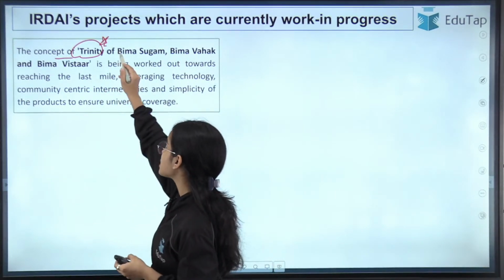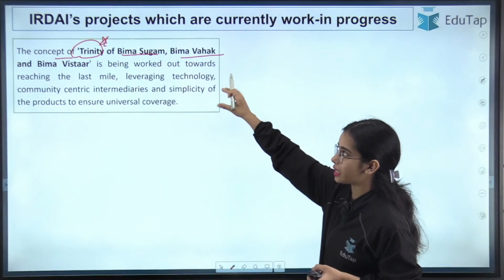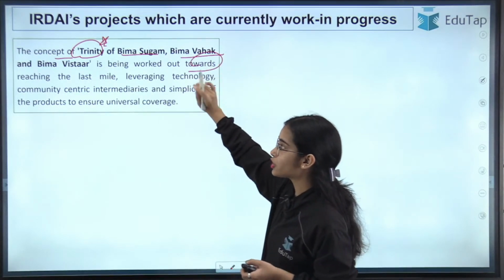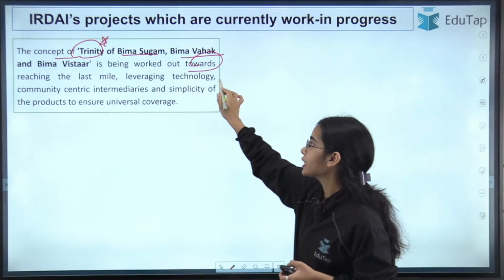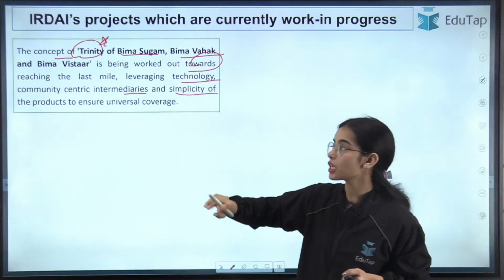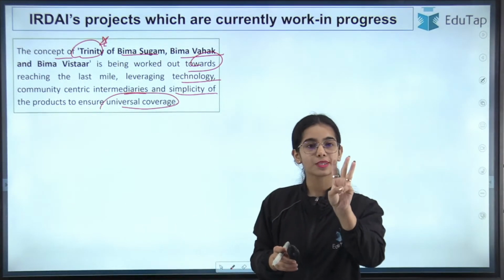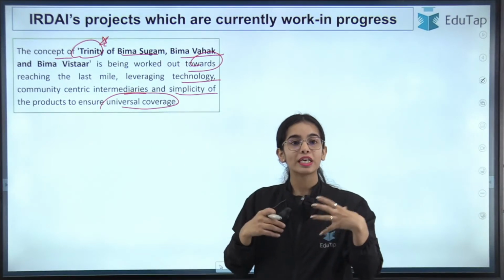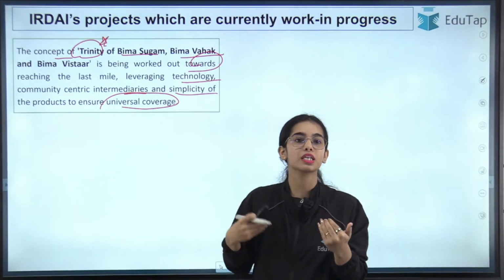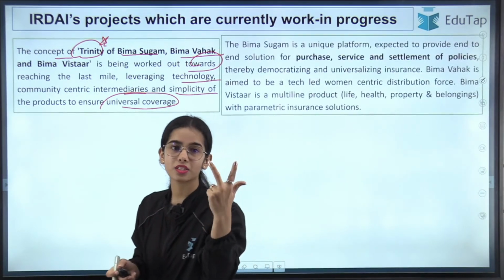So Trinity is the Bima Sugam, Bima Vahak, Bima Vistar. This Trinity is being worked out towards reaching the last mile, leveraging technology, community-centric intermediaries and simplicity of the products to ensure universal coverage. So this is a Trinity that has been launched by the IRDAI to promote the universal coverage of the insurance segment. There is Bima Sugam, there is Bima Vahak, there is Bima Vistar.